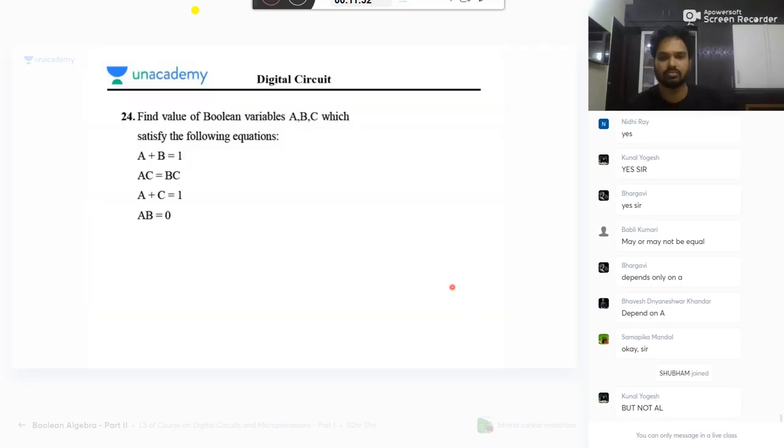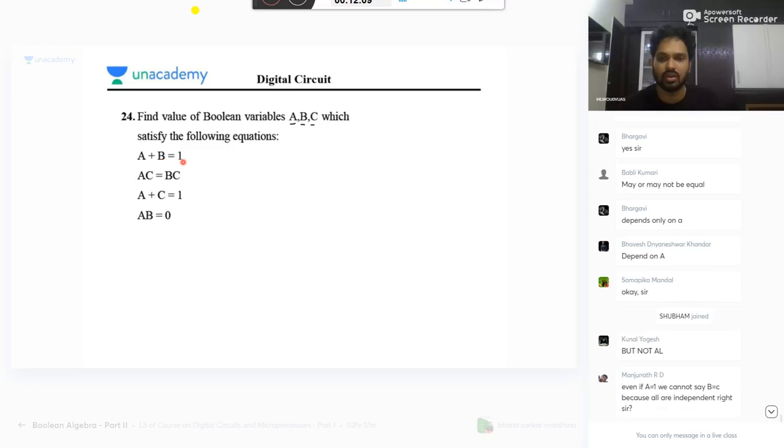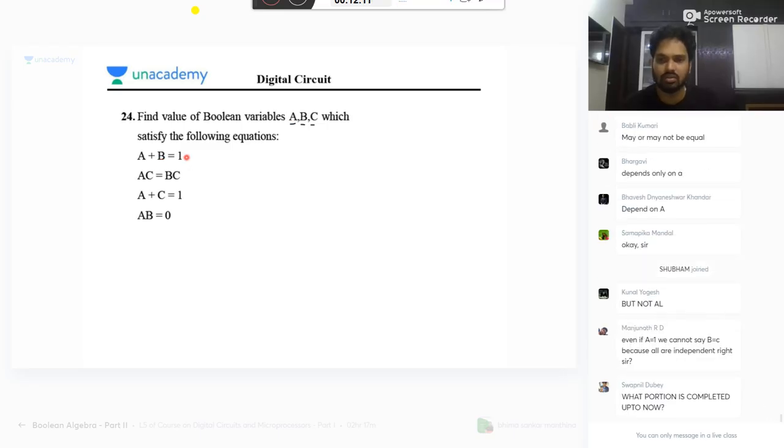Yeah, read the question. Find the Boolean variables A, B, C which satisfy the following relations. What are they? A plus B equal to 1. Not independent, Manjunath. A can be 0 also. If A equal to 1, why cannot say? You can say if AB equal to AC and A equal to 1, then definitely B equal to C, no doubt in it.